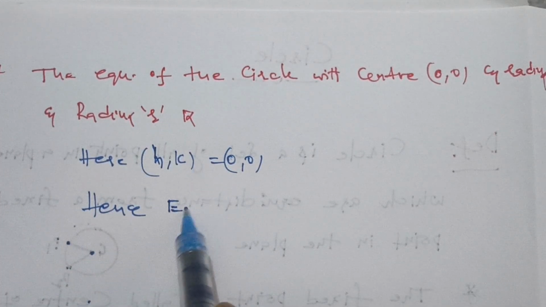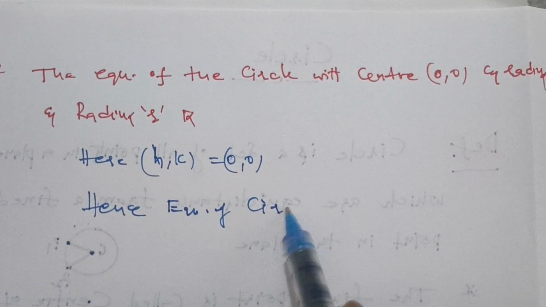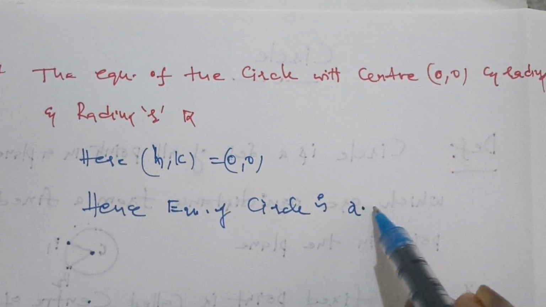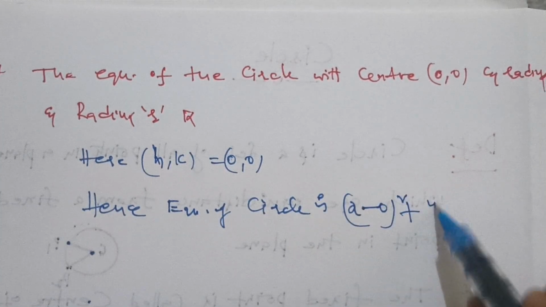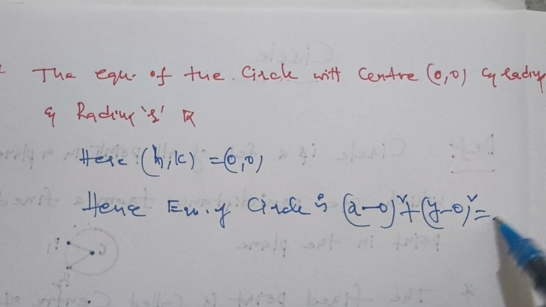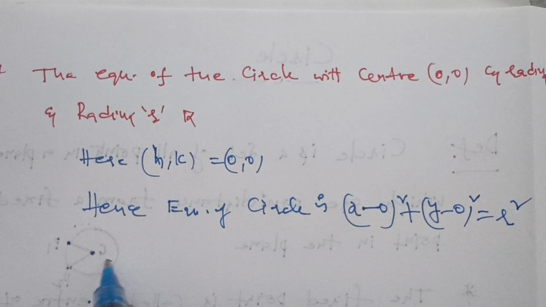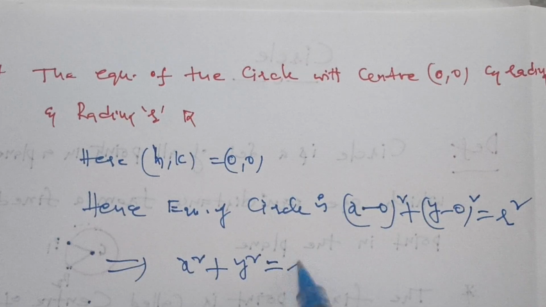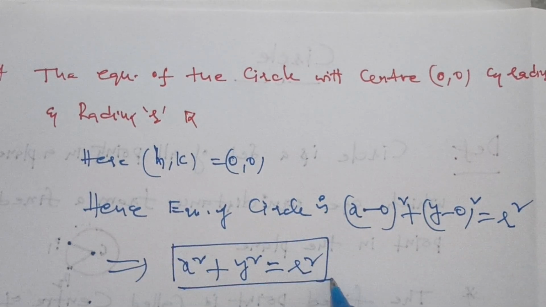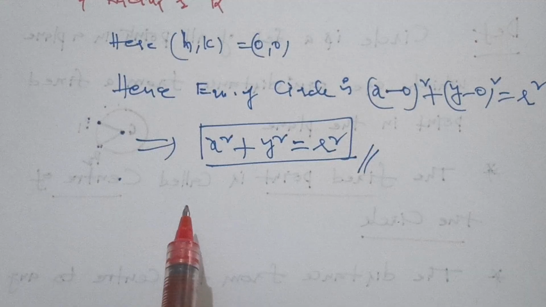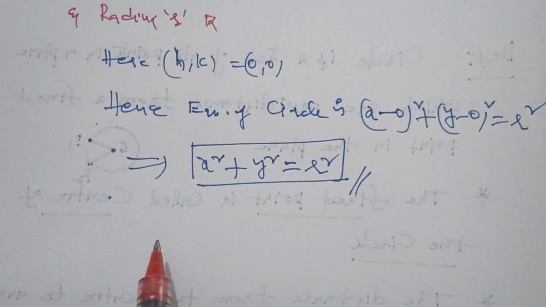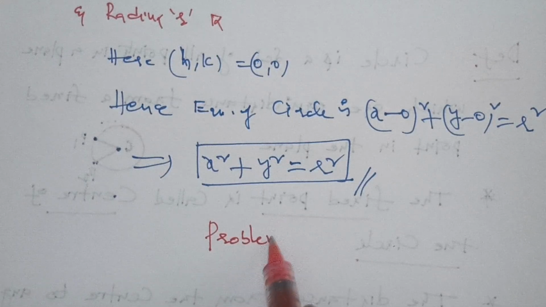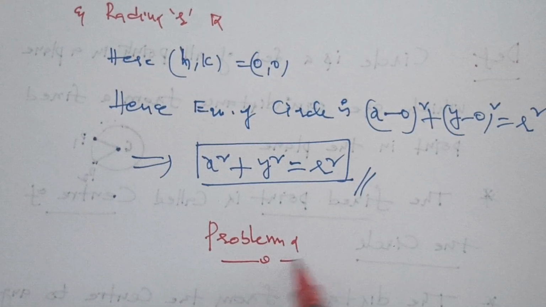Hence the equation of the circle would be x minus h, means 0, whole square plus y minus k, means 0, whole square is equal to r square. From that, x square plus y square is equal to r square. This is the general form of the circle equation with the center 0, 0 and a radius r. By using this information, we will look at some problems.